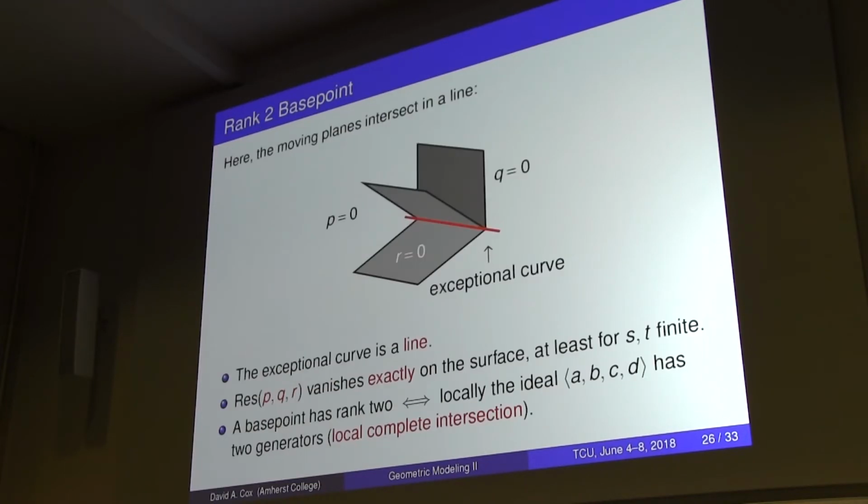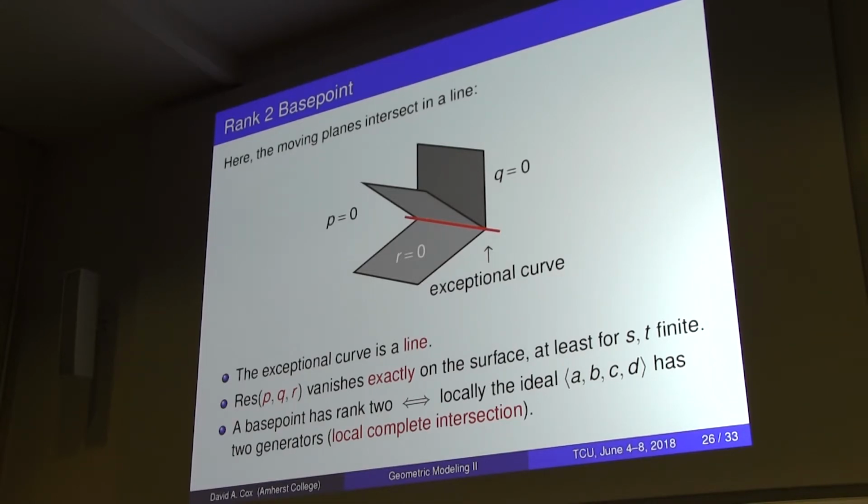So at a rank 2 base point, that means that I really have only 2 independent planes, and the third one is a linear combination of the other 2. So I get a picture that looks like this. P is 0, Q is 0, R is 0. And they intersect at a line, and of course that line is the exceptional curve that happens in this case. So we have the exceptional curve as a line, and that line's on the surface. So my resultant here is still vanishing exactly on the surface. So life is really nice.